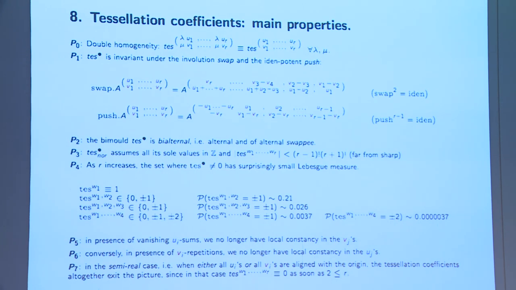They are symmetric with respect to their indices. They're double indices. They are alternal. And then they are invariant under a very important involution, the so-called swap, which exchanges upper and lower indices. And that makes them bialternal, meaning twice alternal. This is a very important property in arithmetics and the study of multizetas and all that.